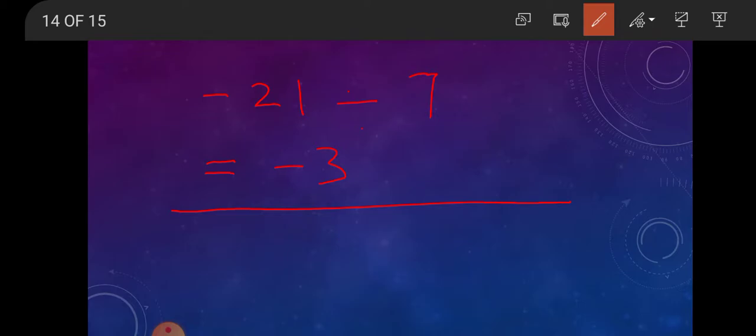Hope you got that. Now let's go for part E, where we have two numbers. The expression is -8 divided by -2. Once again, a negative is divided by a negative, and we know about the sign: it is going to be positive, and 8 divided by 2 gives us 4. So the answer is going to be 4. So -8 divided by -2 will give us 4. That's the answer. Hope you got that as well.